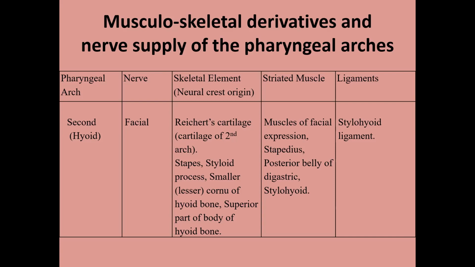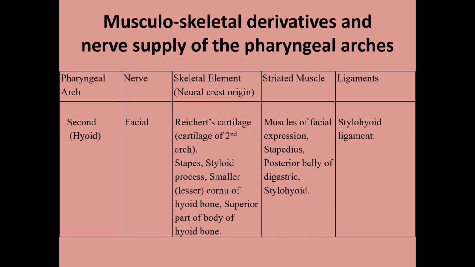Now, what are the muscles which are derived from the second pharyngeal arch? Well, we have all the muscles of facial expression, and then the smallest muscle in our body, the stapedius. So the smallest bone in our body and the smallest muscle in our body are derived from the second pharyngeal arch. So stapes, and attached to stapes is the stapedius muscle.